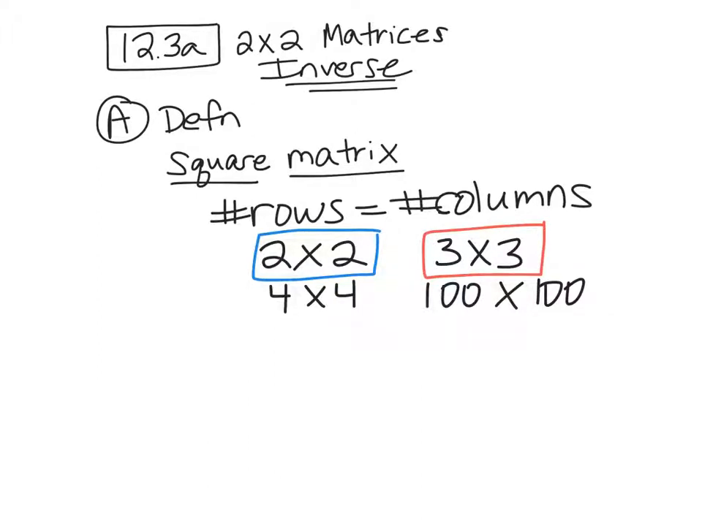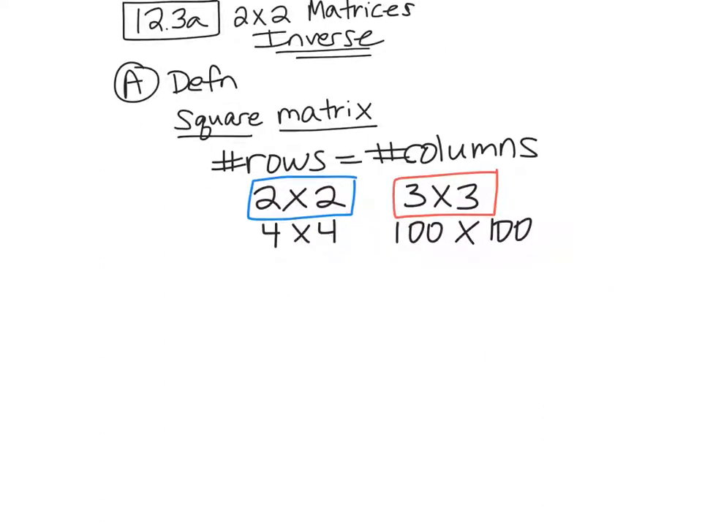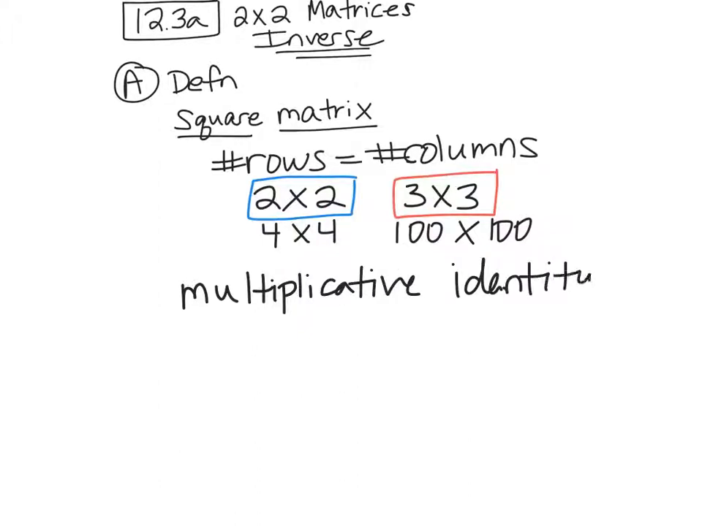That's not good. All right, so we're going to do 2x2s today and 3x3s on Monday. Okay, so we also have something called the multiplicative identity. I know that sounds like a very fancy word. Multiplicative identity. And you've actually learned about the multiplicative identity way back on the first day of school.